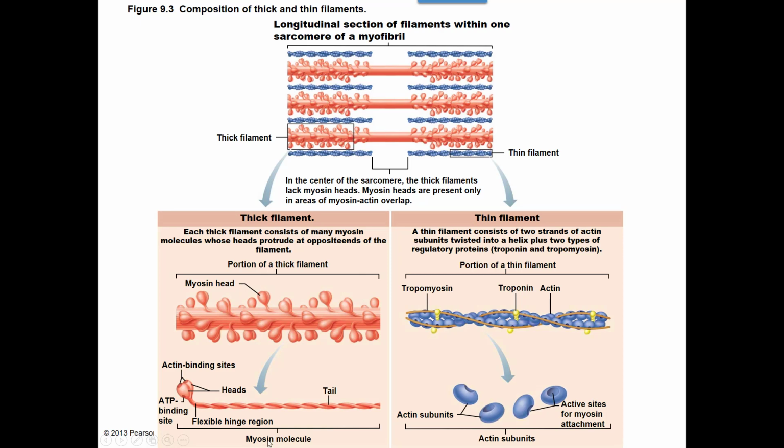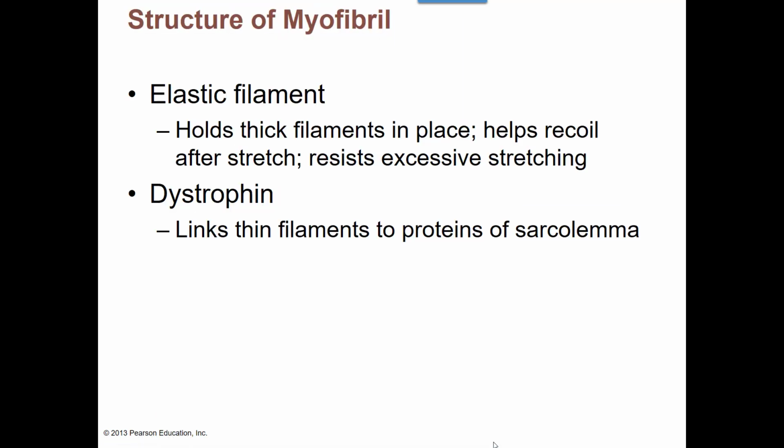Now, there are a couple other parts of the structure of these myofibrils that we don't really get to see in the pictures themselves. One is an elastic filament. It's made of a protein called titin. It's strong, and it holds the thick filaments, the myosin, in place. It also helps recoil after you stretch. It helps with elasticity, and it resists excessive stretching, so that when you stretch your muscles, you don't stretch too much, to the point that you could tear any of that muscle.